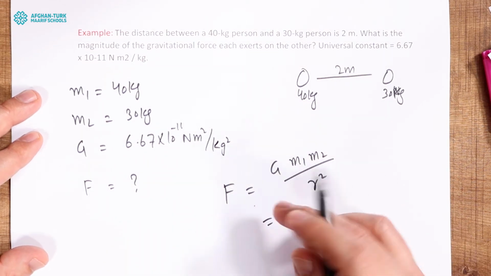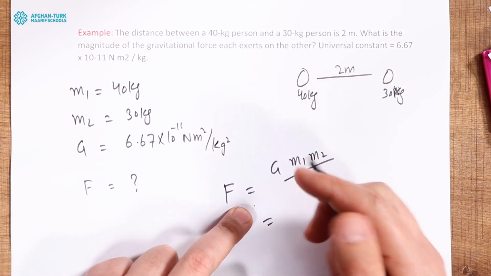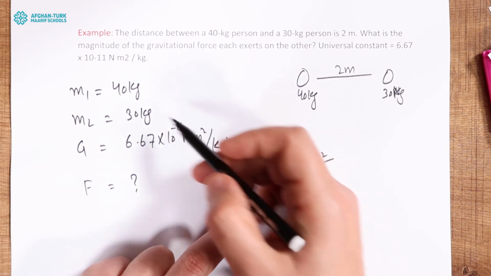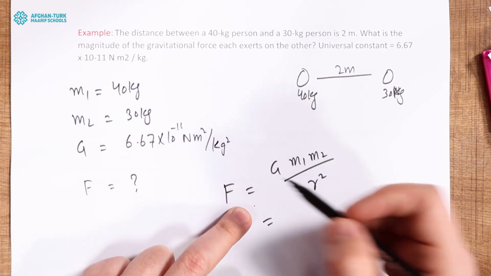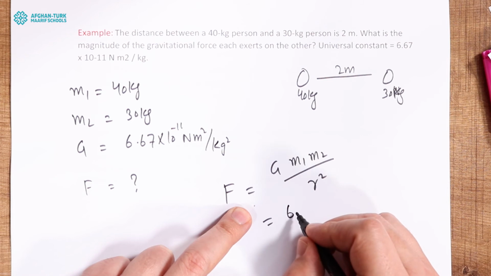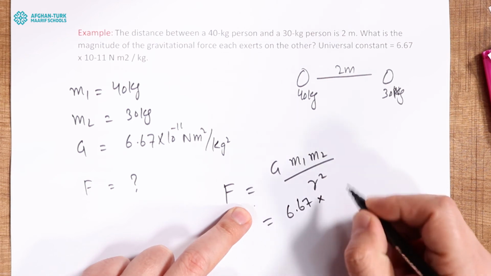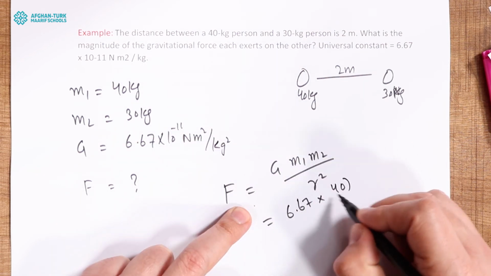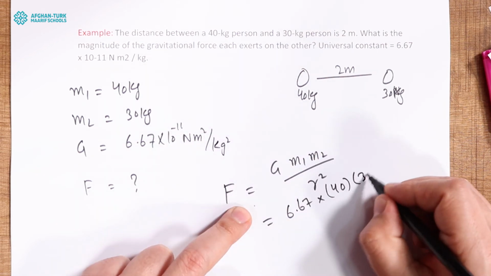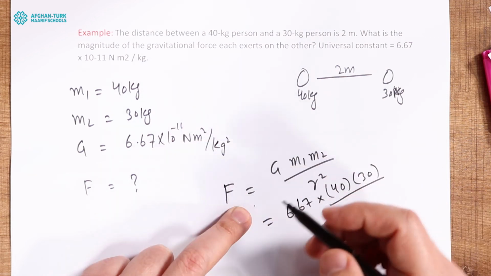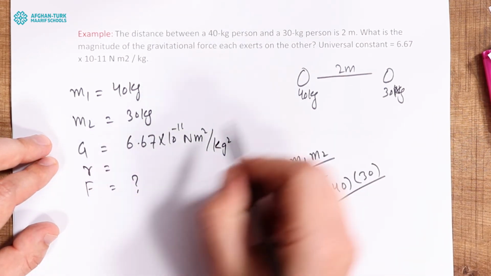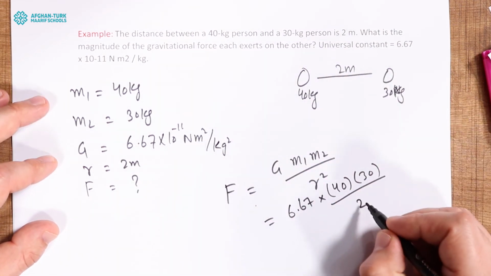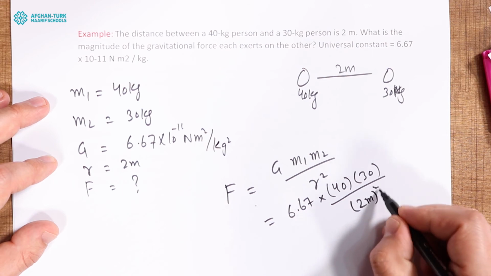So if we put the values, I just put the values, not the units. After this, all the units cancel with each other, like kilogram squared with kilogram squared. So I just use the values. This is equal to 6.67 multiplied by the first person's mass m1, which is 40, multiplied by the second one, which is 30, and the distance between them is 2 meters, which is also given, 2 meters whole squared.